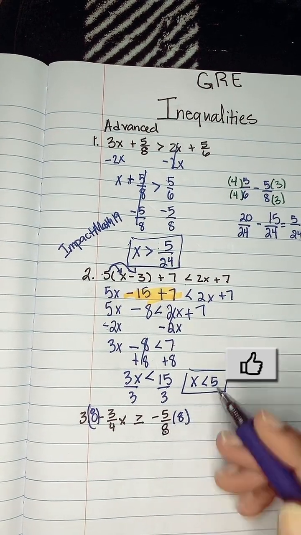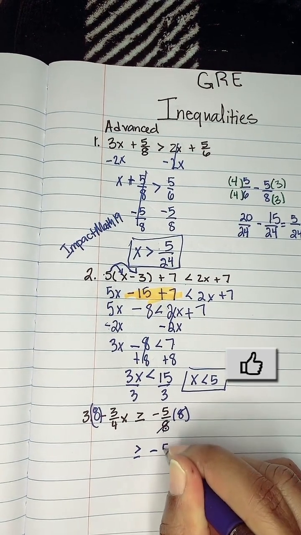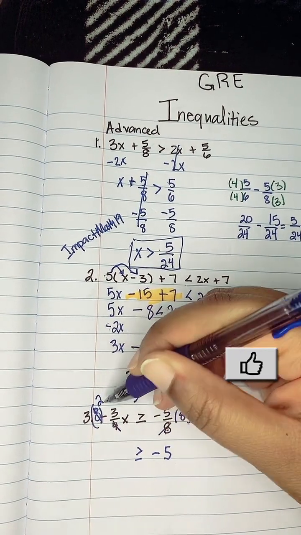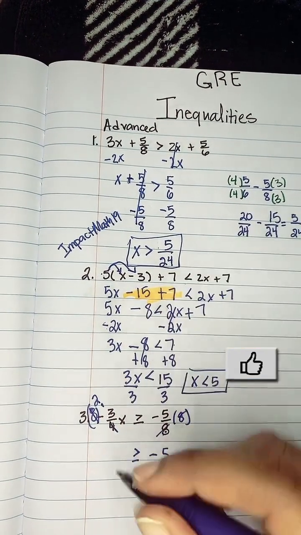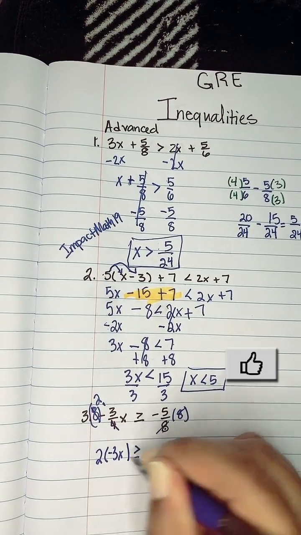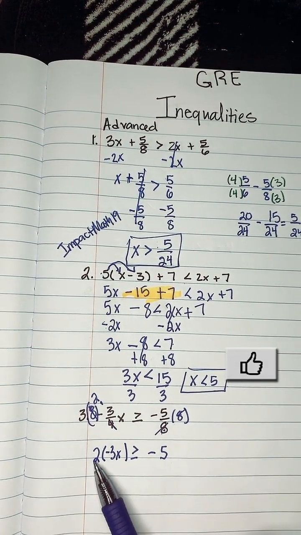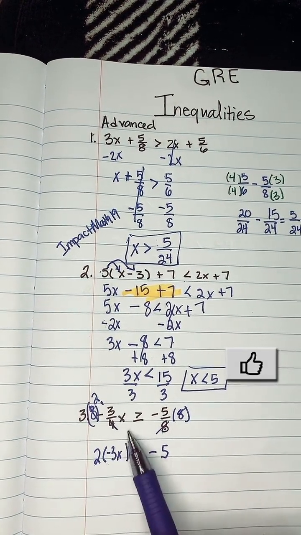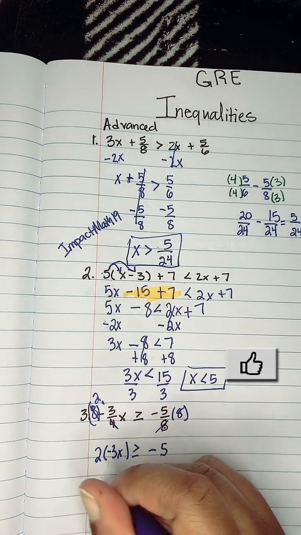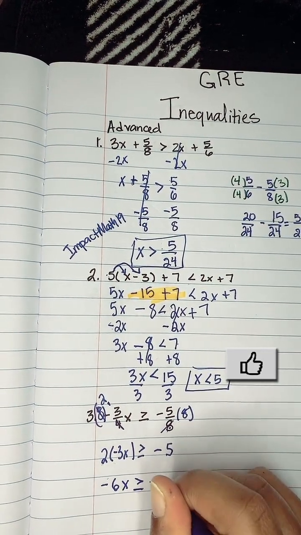So 8 divided by 8 cancels, and it will leave a -5. And then 4 goes into 8 2 times. So we have 2 times -3. I'm going to write this like that. Okay, because we went 4 into 8 and that left a 2. And so we have 2 times -3x. Okay. Now we can multiply this. We can get -6x is greater than or equal to -5.